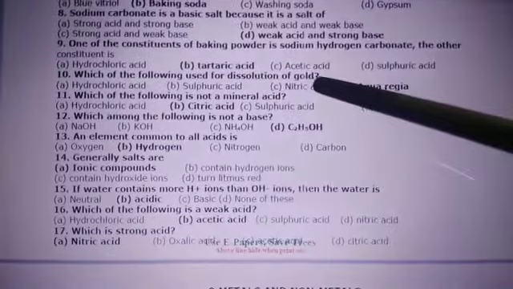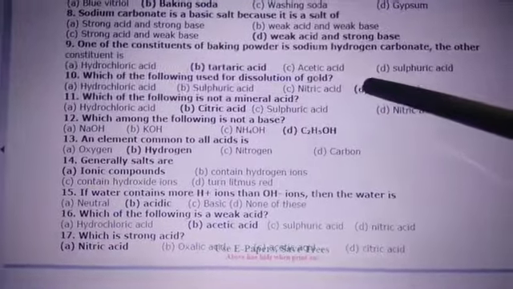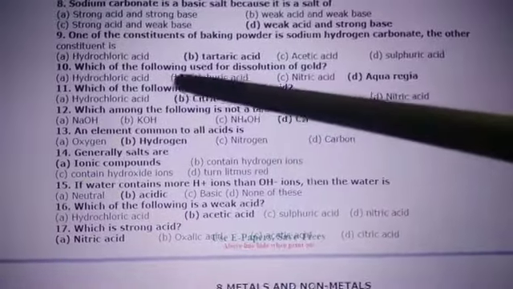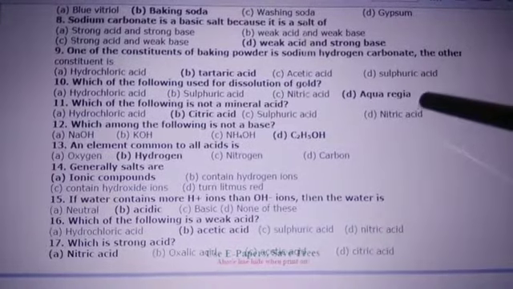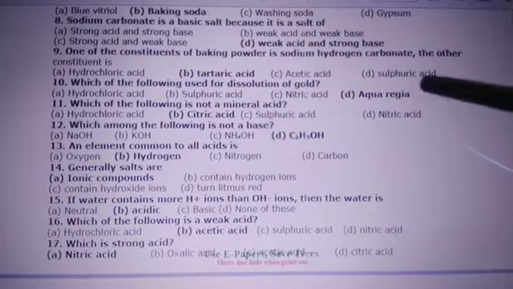10th. Which of the following is used for dissolution of gold? A. Hydrochloric acid. B. Sulfuric acid. C. Nitric acid. And D. Aqua regia. The answer is D.